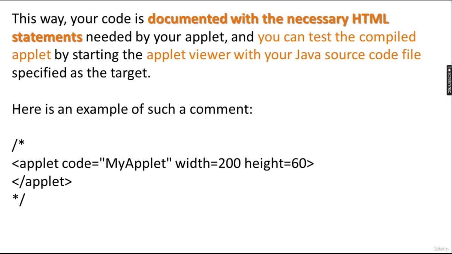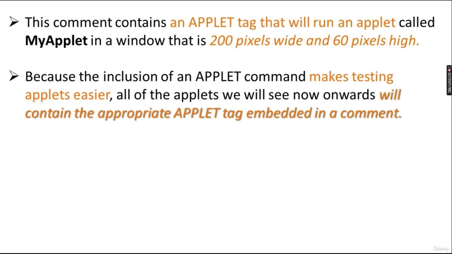So this is an example of such a document. Here, applet code MyApplet with width 200, height 60. So this type of window will be created. This comment contains an applet tag that will run an applet called MyApplet in a window that is 200 pixels wide and 60 pixels high. The inclusion of the applet tag makes testing applets easier.